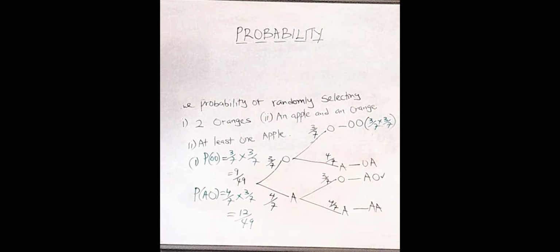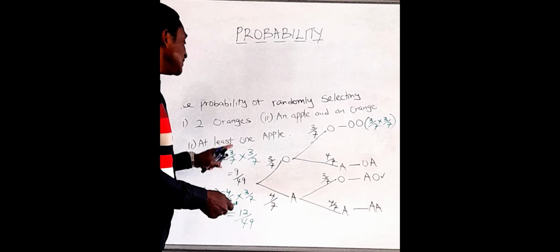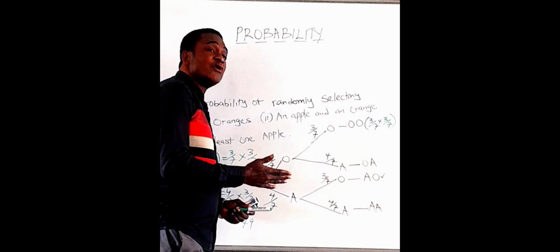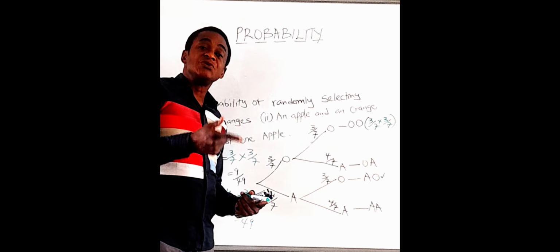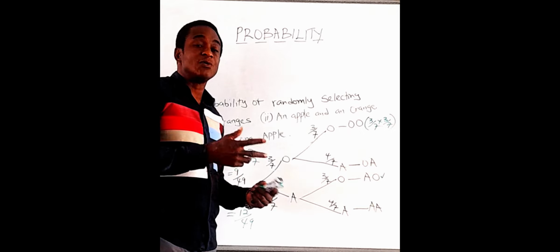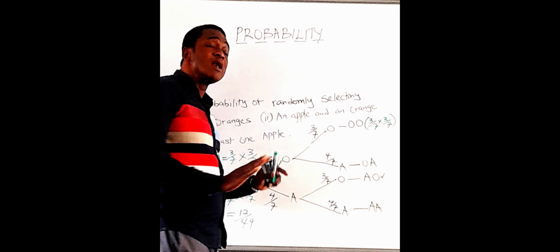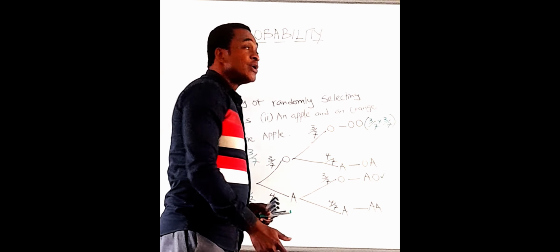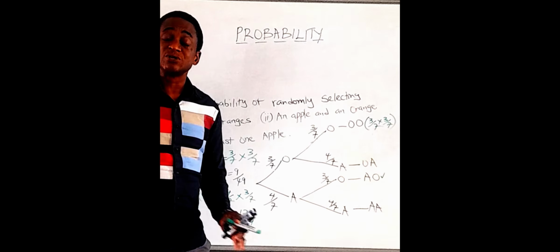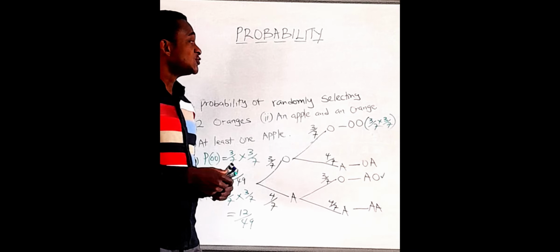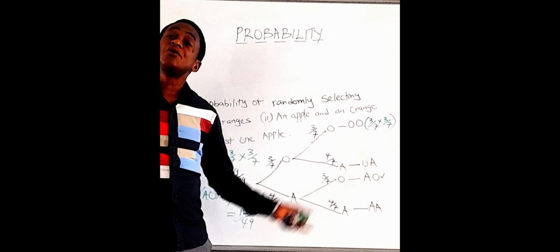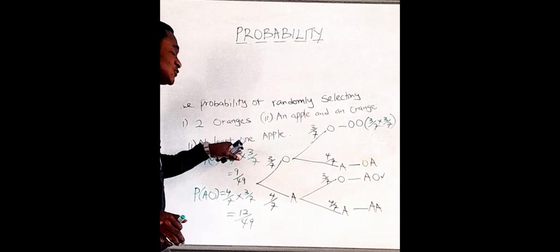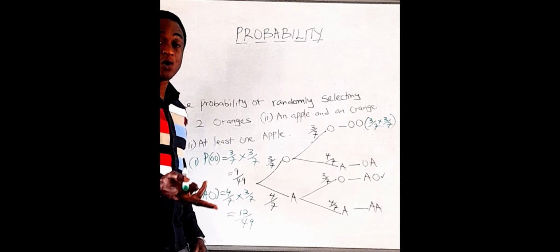Now the last one says at least 1 apple. At least 1 apple means apple must be involved. Even if you drew the first orange, the second orange, or whatever, apple must be involved. So the only one that doesn't have anything to do with an apple is orange, orange. Remember that the probability of everything sums up to 100% or 1. So it means the whole 100% minus the one that has nothing to do with apple, because at least 1 apple means 1 or more.